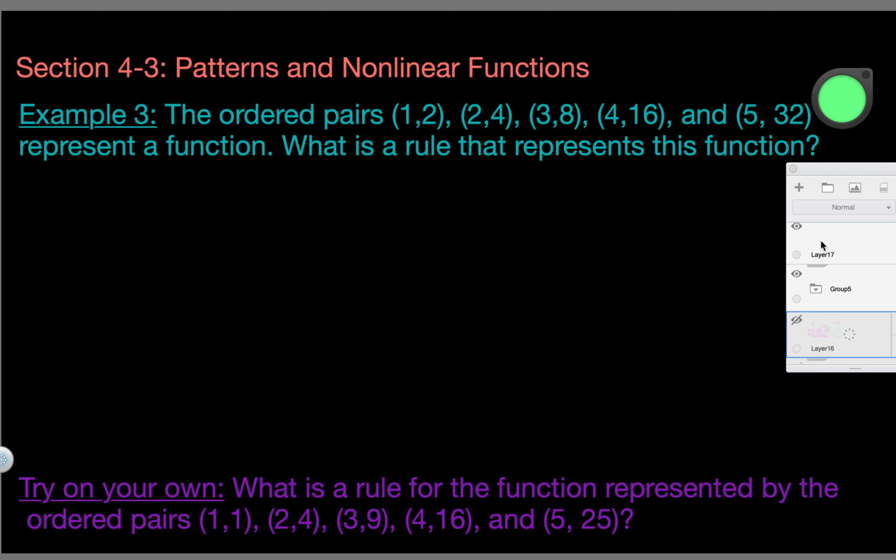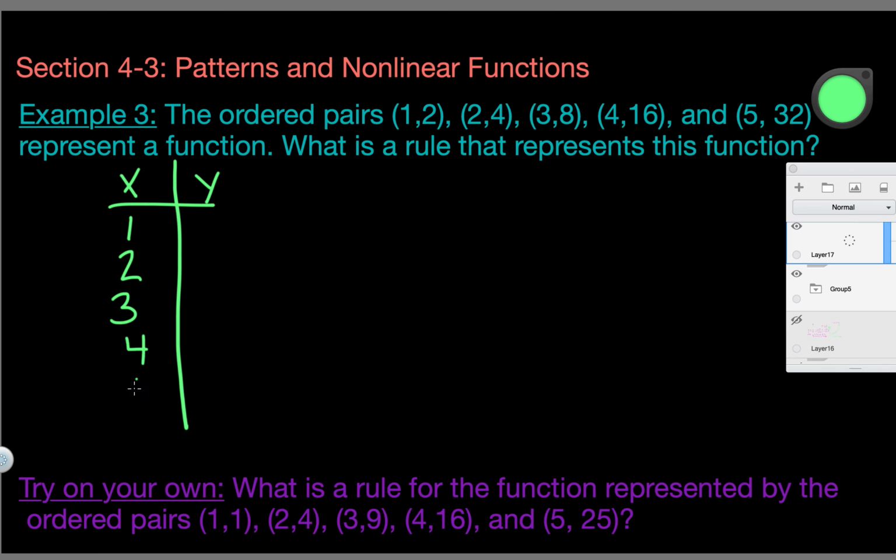So the way that I like to write this out is I like to make a table. So we have x and we have y. So I have 1, 2, 3, 4, and 5. And we go to 2, 4, 8, 16, and 32. So again, we like to look at our y's and we like to see how are we changing and is it constant.